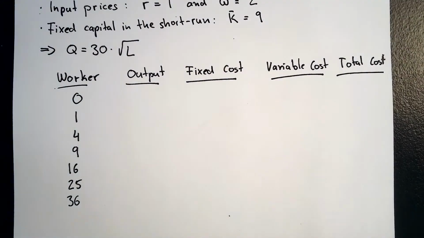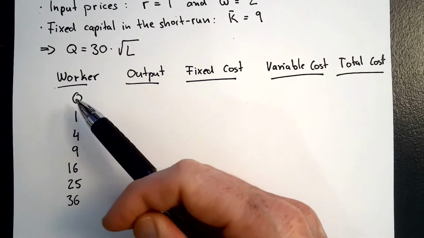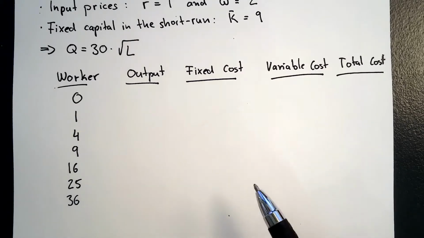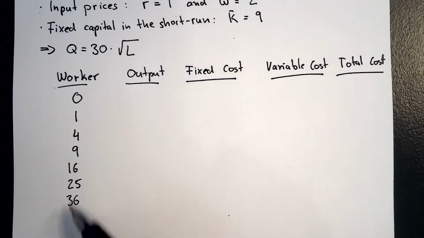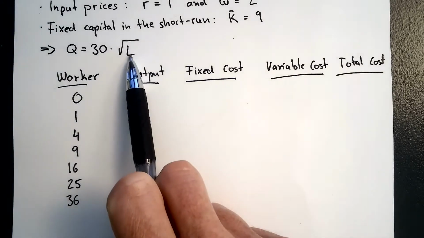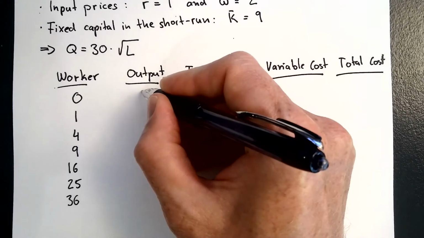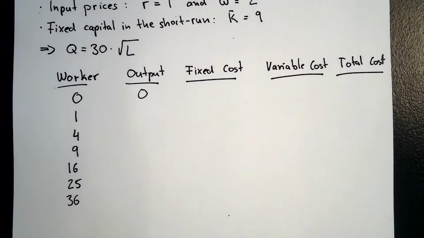Here we have a table that depicts the number of workers: 0, 1, 4, 9, and so on. Note that I have chosen those values to make the calculations easier because you can easily take the square root of those values. Let's start with the situation where we have 0 workers. The square root of 0 is 0, times 30 is 0, and hence with no workers we do not have any output. So the output is 0.